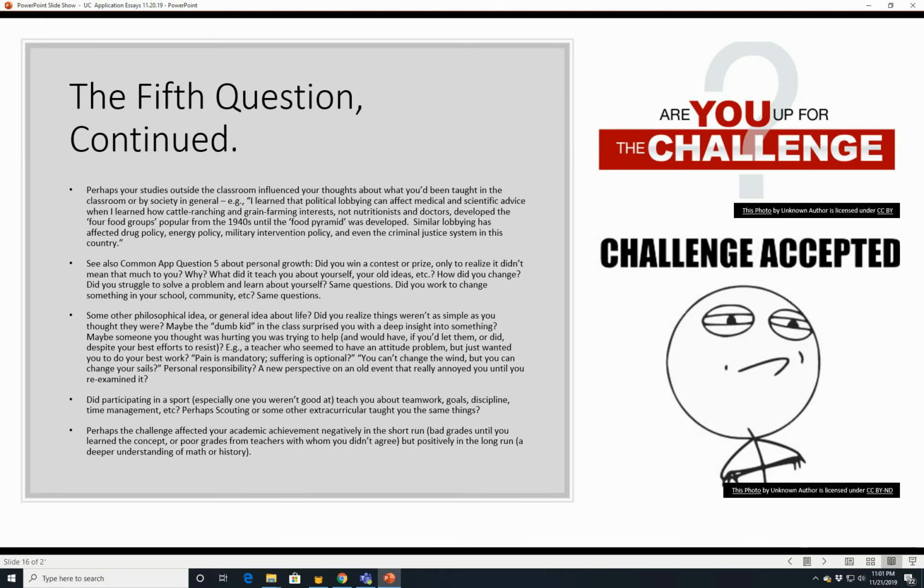So you can see also the Common App question 5 about personal growth. Did you win a contest or prize? That didn't mean that much to you in the end. How did you grow as a person? What did it teach you about yourself? How did you change? What else caused you to grow as a person? Did you struggle to solve a problem and learn about yourself? Well, that would tie very well into this one.